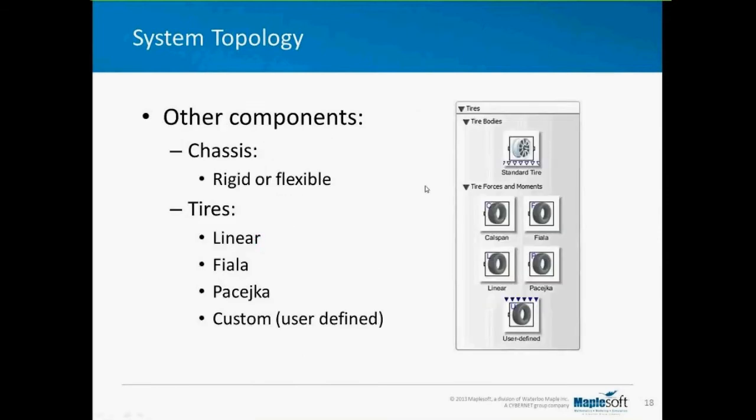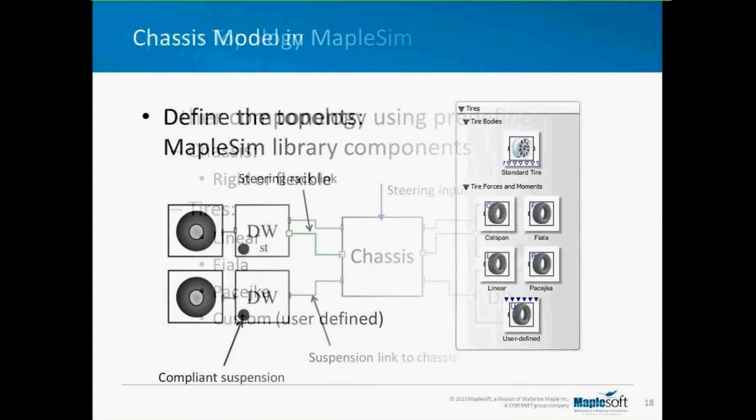The other major components in the model are the chassis and the tires. The chassis can be modeled either as a simple rigid body or as a flexible chassis. And there are numerous tires defined in the MapleSim tire library, which is already included. At the moment we're using Pacejka, but you can also use a linear tire model, a Fiala tire model, or define your own custom tire model.